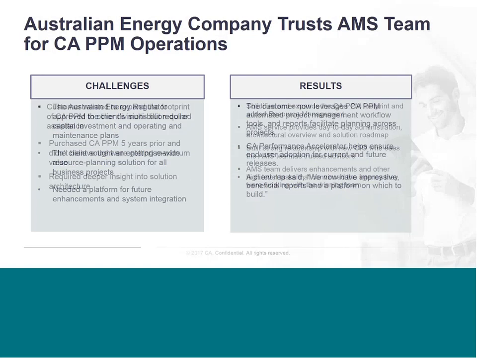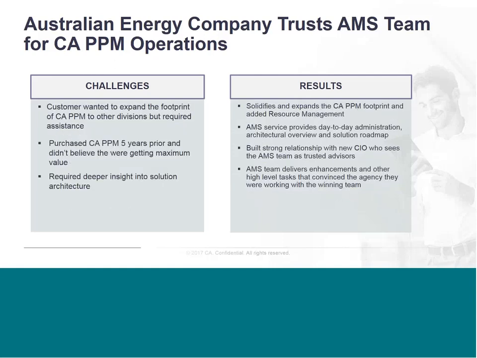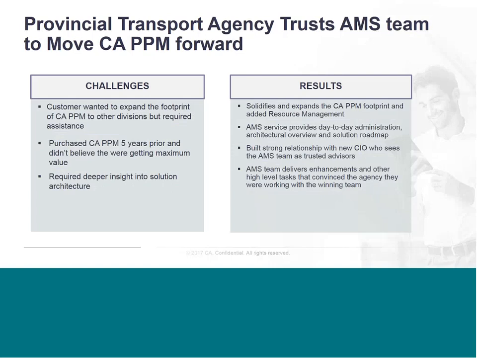A provincial transport agency purchased CA PPM and didn't believe they were getting the maximum value out of their solution. There wasn't really a defined roadmap in place, and the product was stalling. So AMS was engaged to provide the TechOps architectural guidance as part of the offering to help onboard and increase adoption. Resource challenges were also a concern.